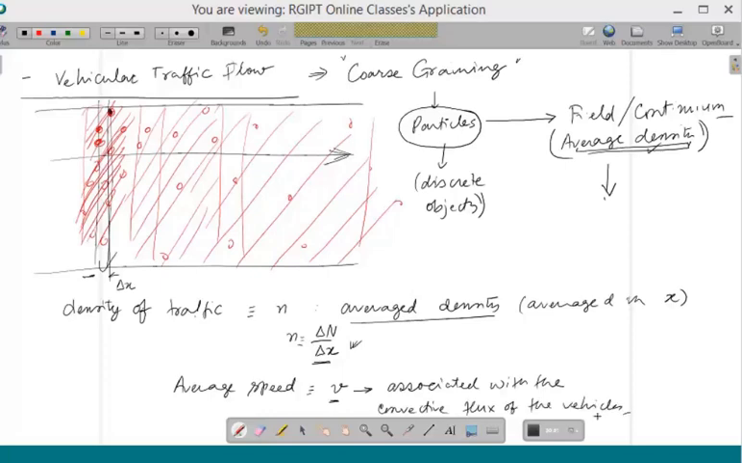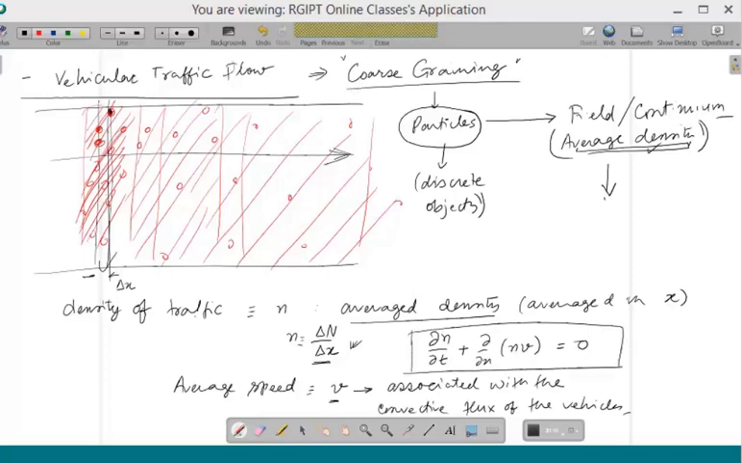Okay. All right. So if that is the case, then I have a very simple relationship: del n by del t plus del by del x into n v equals 0. So this is the equation that may govern your coarse-grained model, where you have replaced the discrete entities with a continuum system by certain definitions, like this.